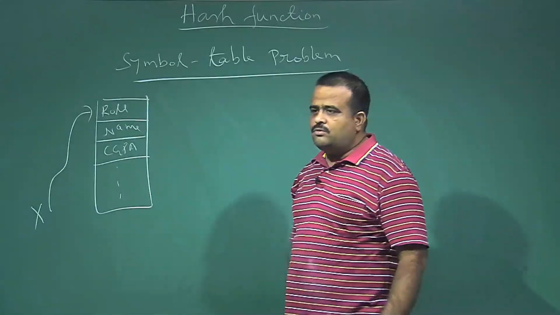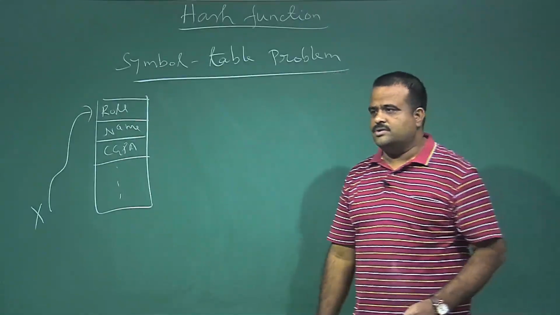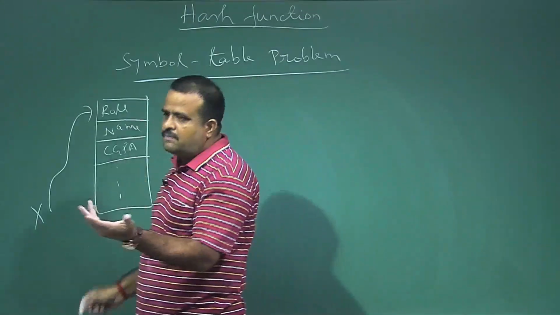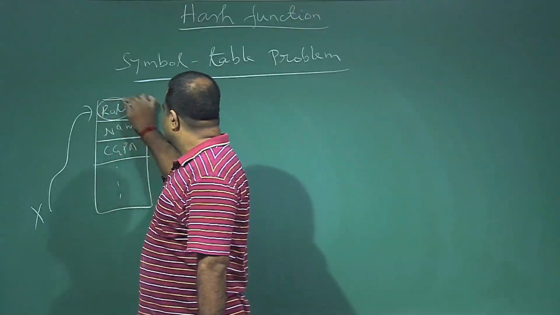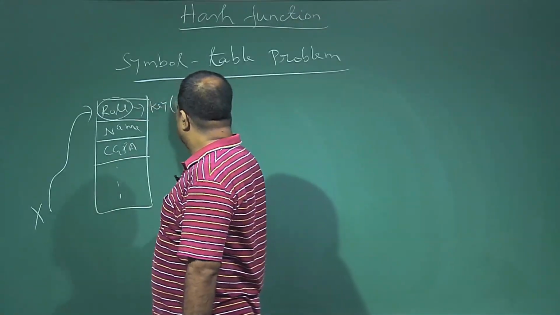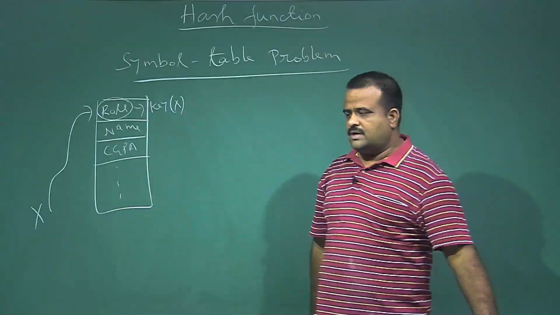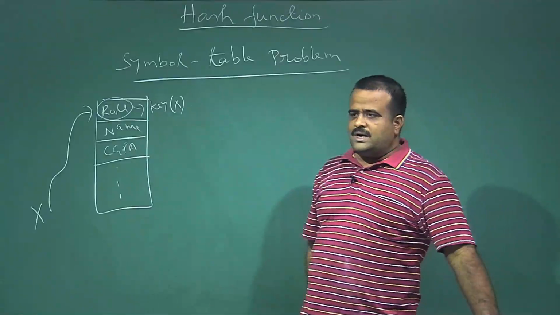Among these fields, we choose one field as a key. That should be unique to that record. For this purpose, roll number can be the key. So this is the key of X, because the roll number is unique to each student.